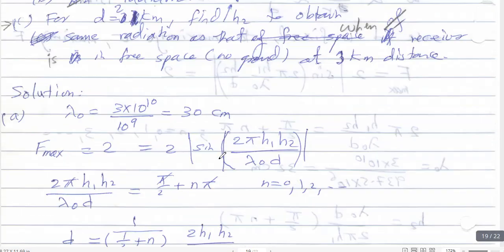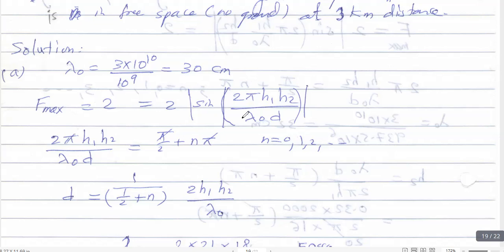To receive maximum radiation, since it is a flat Earth, this path gain factor should be a maximum. The maximum value of it will be 2 because the maximum value of the sine is 1. Here, if you cancel this with this, it will be 1 here. Sine is equal to 1. The argument should be pi over 2 plus n pi, where n is equal to 0, 1, 2, etc. This is the argument, the angle here.